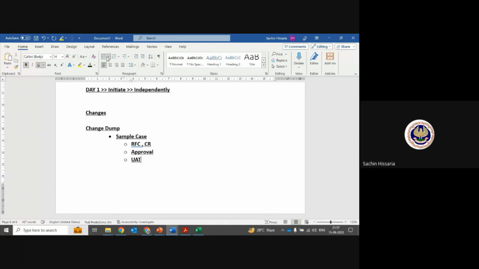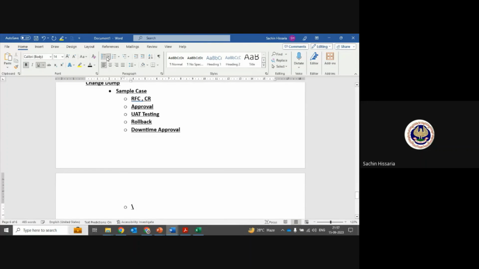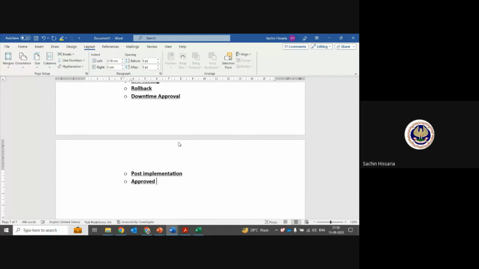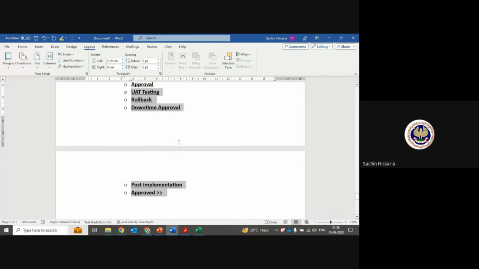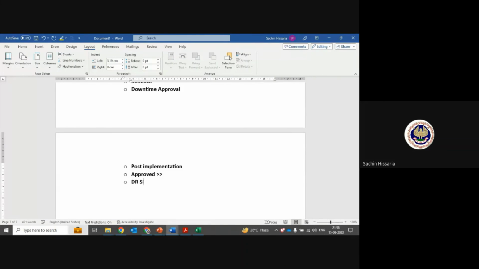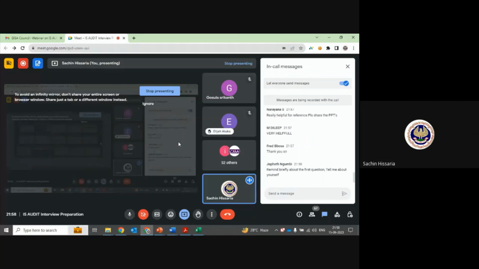You will ask for UAT evidences, whether UAT testing was done or not. You will ask whether the rollback plan is documented or not. You will ask whether the downtime approval was taken or not. As an auditor, you will ask whether the post-implementation review was carried out or not. You will also ask whether all the changes are approved by the authorized person or not. So who has approved the changes? This detail you will ask. And last point, as I told you, if your change is impacting a DR site, then you will ask for the evidence of migration of the change to the DR site. So these are some of the evidences that you will ask while doing a change process.